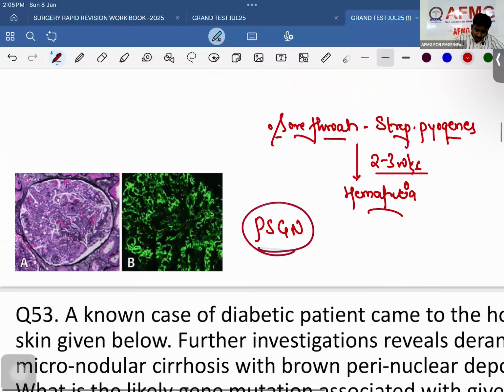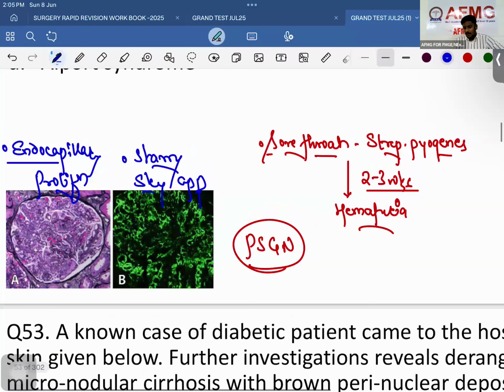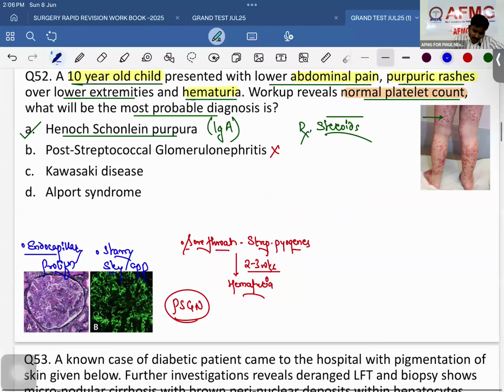On histopathological examination, you are able to see a very classical picture, and that is nothing else but endocapillary proliferation. On histopathology, definitely you are able to see endocapillary proliferation, but on direct immunofluorescence, you are able to see the antibody deposits giving you a classical starry sky appearance, also known as the lumpy-bumpy appearance. Hopefully clear. Treatment for PSGN is going to be nothing. It is a self-limiting condition. No treatment is usually required in patients of PSGN, or post-streptococcal glomerulonephritis.